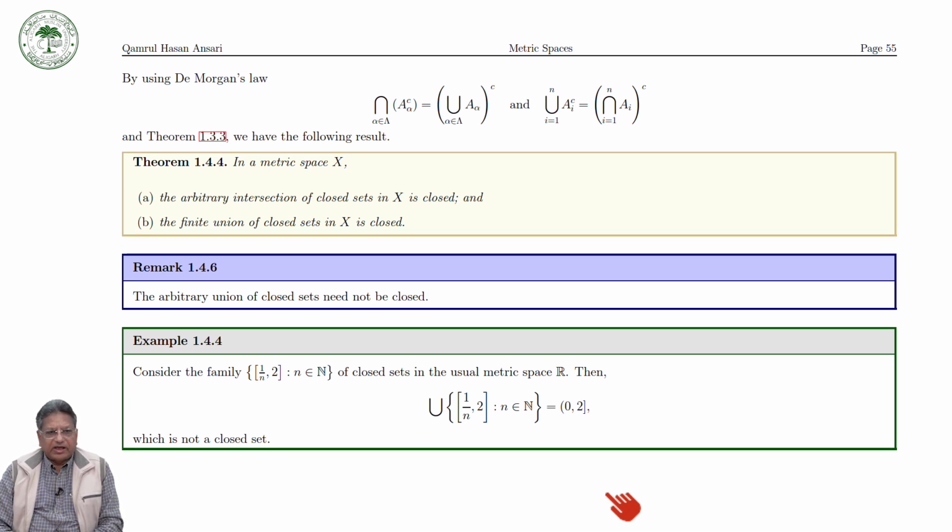Now, as we have proved that an arbitrary union of open sets is open and a finite intersection of open sets is open, and by using the De Morgan law, which you have studied in your class 9th, 10th or 11th, here is the De Morgan law. By using this, we can say that in a metric space, the arbitrary intersection of closed sets in X is closed, and the finite union of closed sets in X is closed.